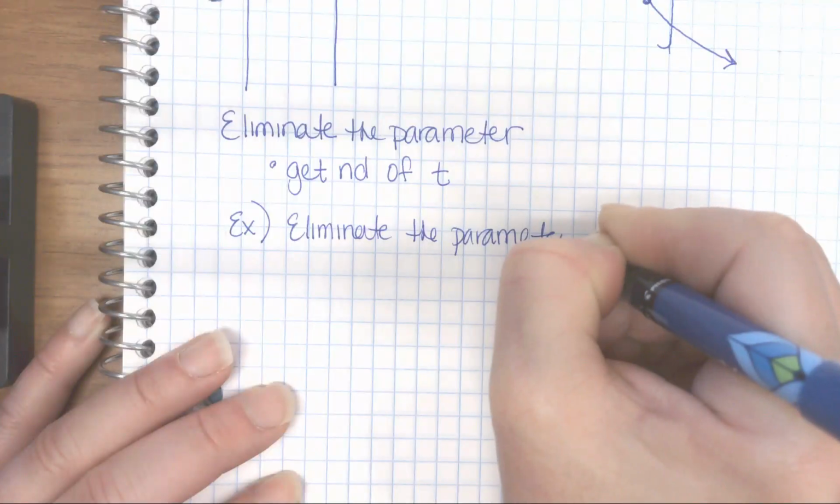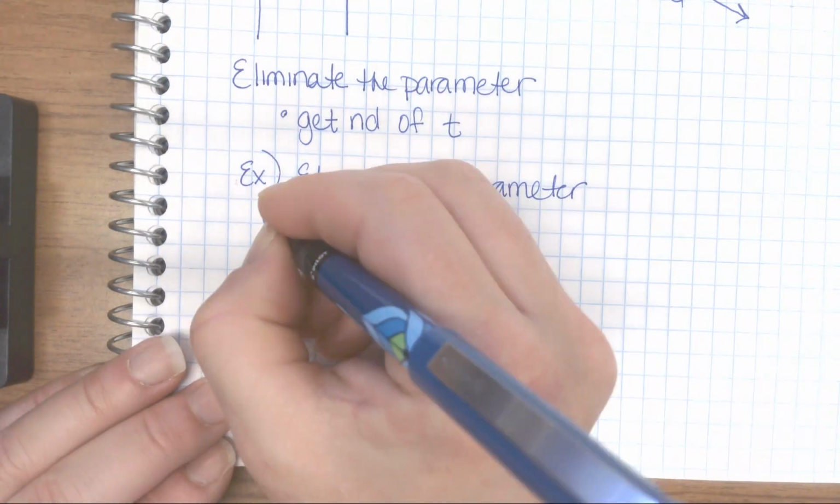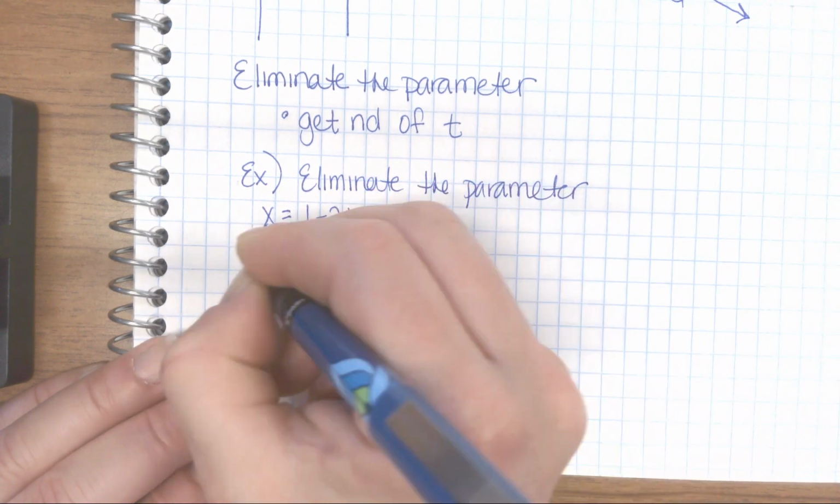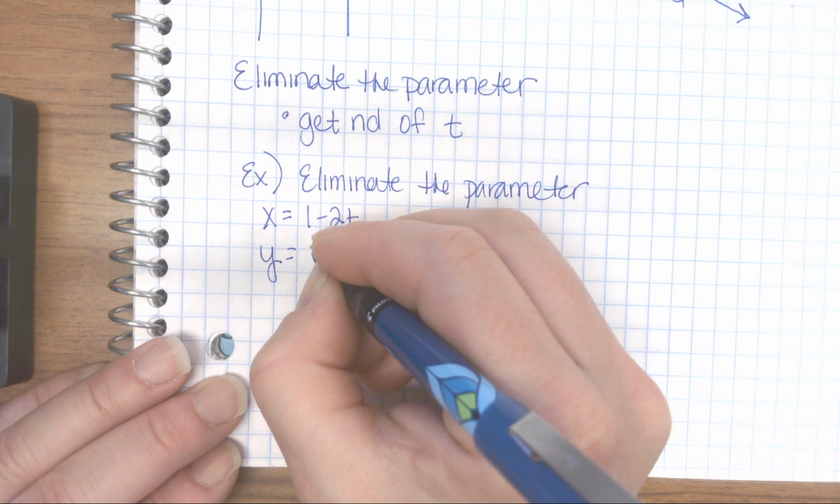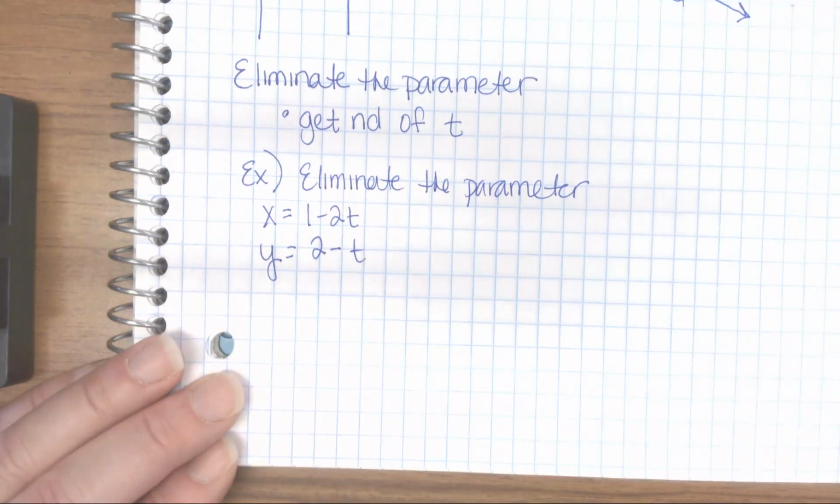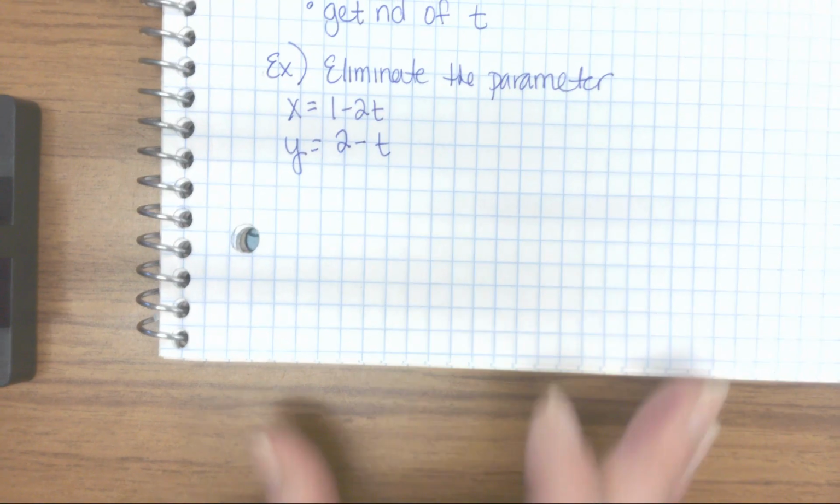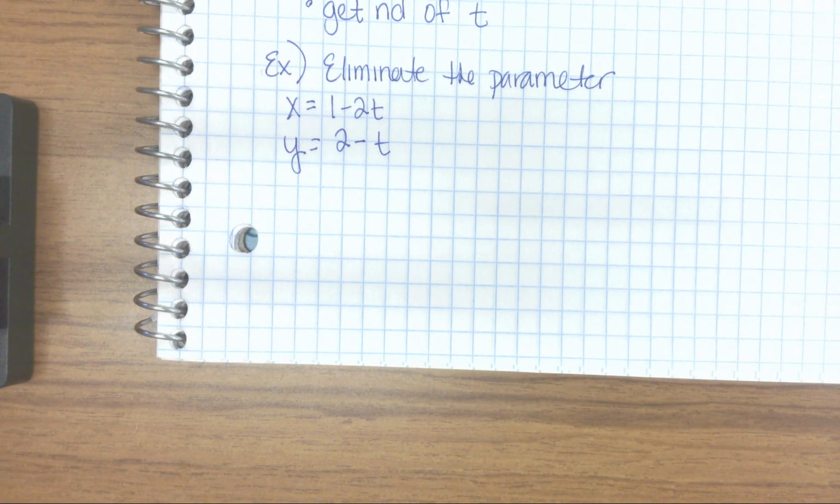The first one we're going to try is, what if x was 1 minus 2t and y was 2 minus t? Okay, so this is going to take us back to some elimination. As long as you know how to do elimination, you're going to know how to do this. You're going to pick one of the two equations, whatever one you feel like is easiest to work with, and you're going to get it so t is alone. So which one do you want to do, x or y?